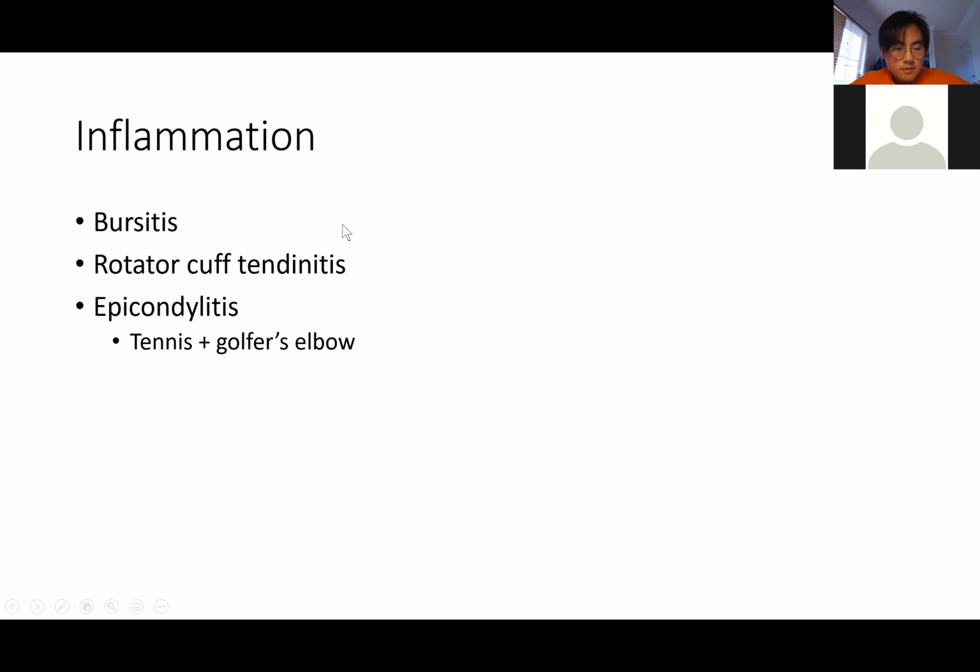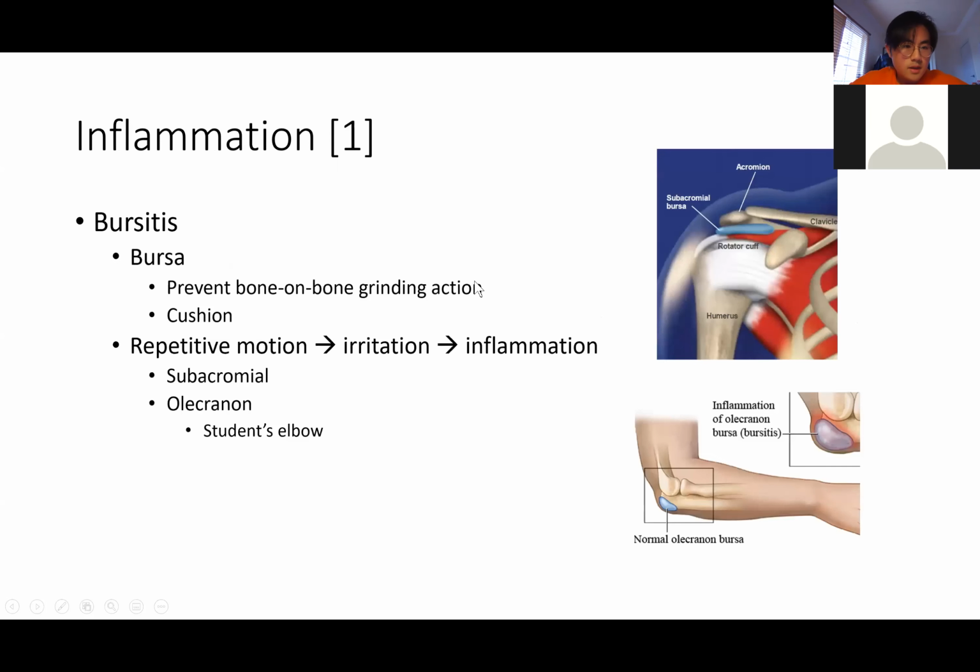Now we'll talk about inflammation. There's 3 types: bursitis, rotator cuff tendonitis, epicondylitis. Bursitis. So first of all, what is a bursa? It's pretty much a cushion to prevent bone-on-bone action, or bone-on-tendon action. So it's a cushion. And if you constantly irritate it, you're going to eventually get inflammation.